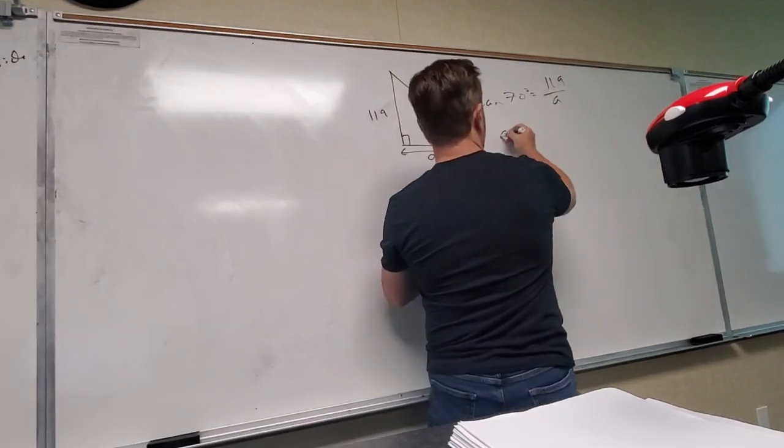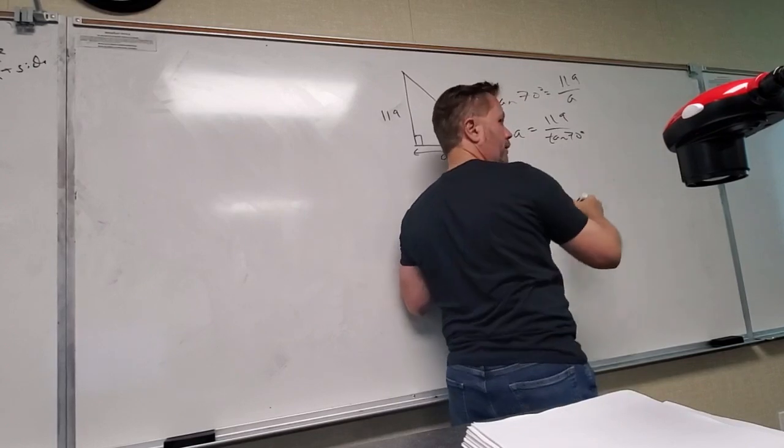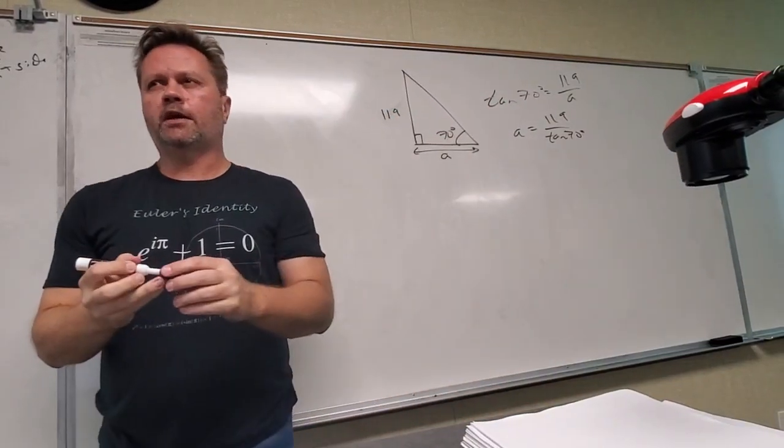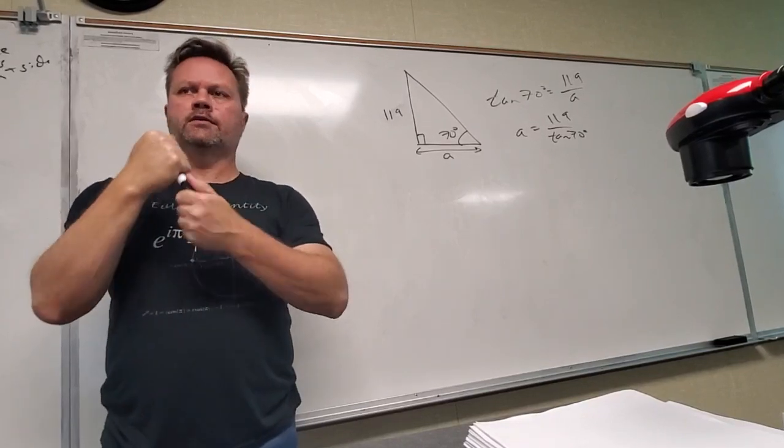So if you solve this, you should get 119 over tangent 70, and you can do that in your calculators, right? Just be careful. What do you want to check before you plug that in? Whether it's radians or degrees.